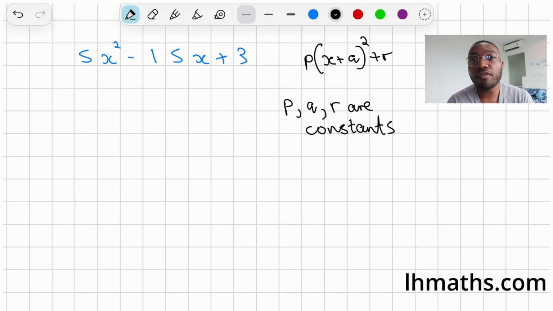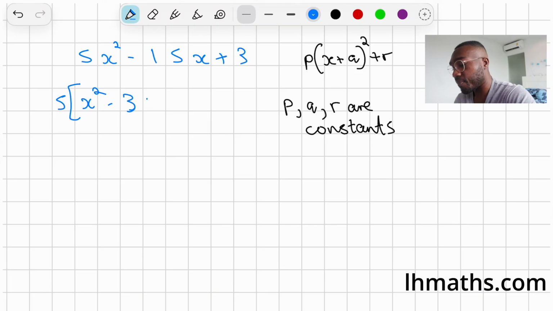So for this question, we have 5x squared minus 15x plus 3, and we need to complete the square for this expression. We need to write it in the form of p and then in brackets x plus q squared plus r, where p, q, and r are constants, okay? So to work this one out, again, we need to get rid of that 5, because to do it, we need the x squared by itself. So to do that, we would write a 5 here, open bracket, x squared, minus 3x, okay? And then that would be a plus 3 over 5, okay?